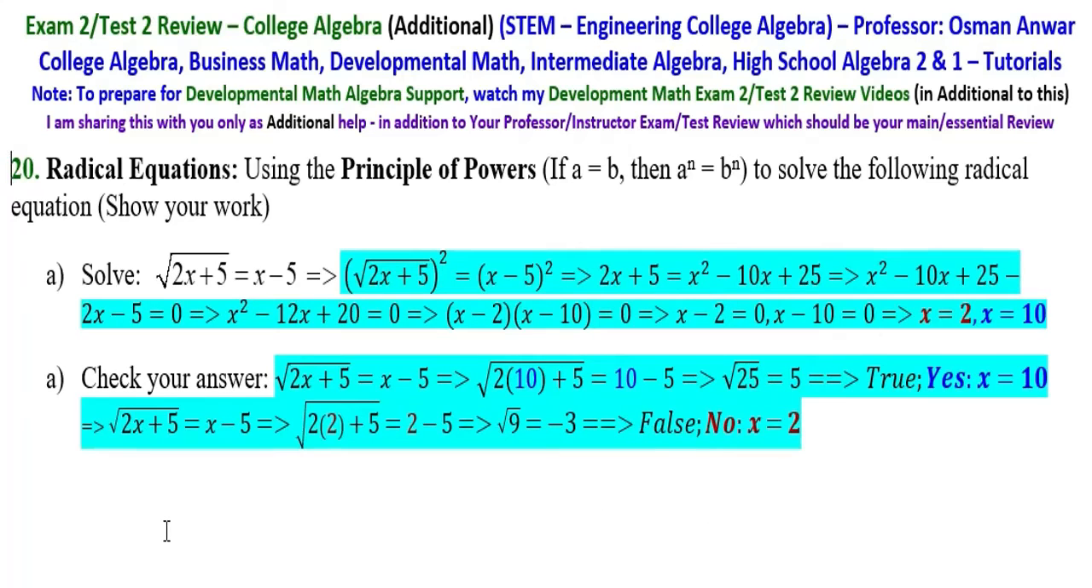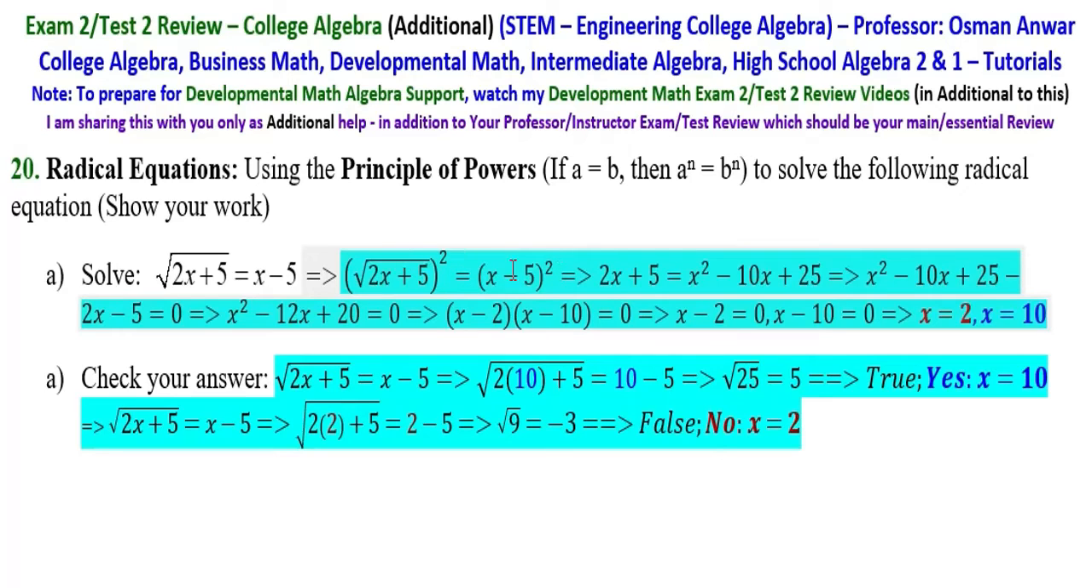Number 20 is radical equation again. Use the principle of powers. If A equals B, then A to the n equals B to the n to solve the following radical equation. So solve square root of 2x plus 5 equals x minus 5. So square both sides. Square root of 2x plus 5 squared equals x minus 5 squared.